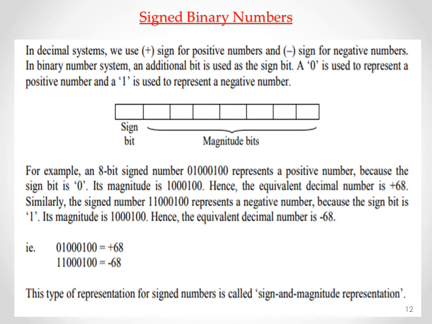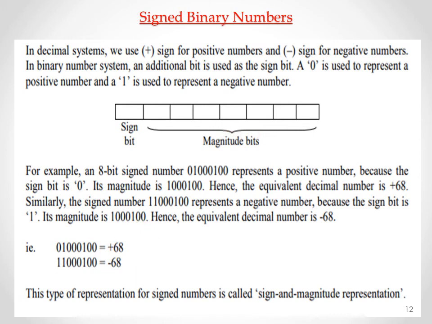In the decimal system, we use the plus sign for positive numbers and the minus sign for negative numbers. In the binary number system, an additional bit is used as the sign bit. A 0 is used to represent a positive number and 1 is used to represent a negative number. For example, for 8-bit binary numbers, the MSB is the sign bit and the remaining bits are used to represent the magnitude bits.